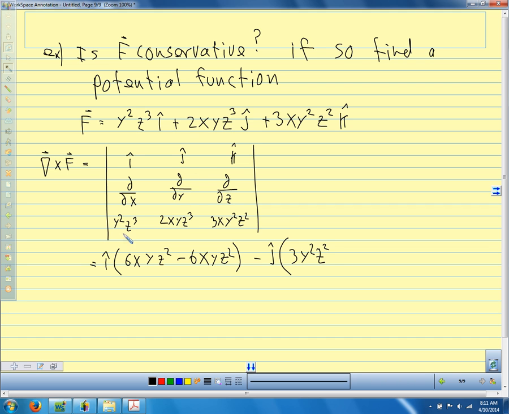And then I'm going to take the partial with respect to z of this. So minus 3y squared z squared. Looks like it could be conservative.